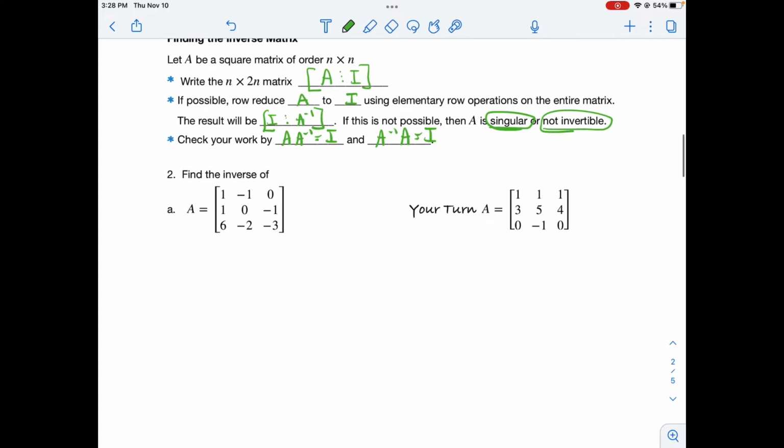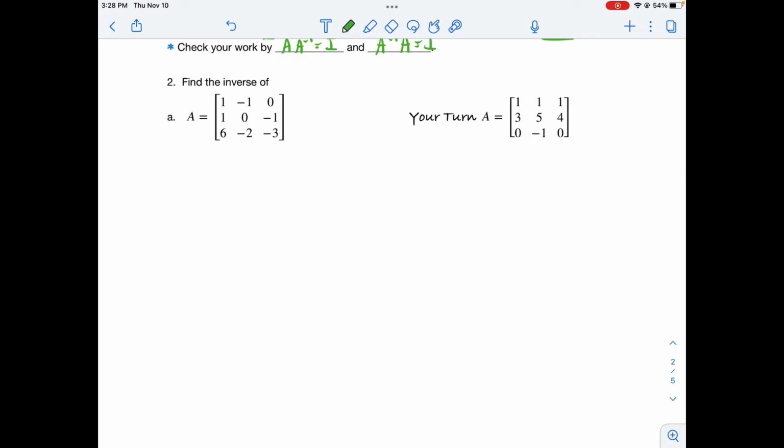By multiplying our original matrix by our answer and seeing if we get the identity matrix, or vice versa, multiplying our answer by our original matrix and seeing if we get the identity. So let me show you how this is set up. Here is my original matrix A. Now I'm going to do dot dot dots. And since this was a 3 by 3 matrix, I'm going to put the 3 by 3 identity matrix over here. This is step 1, setting it up.